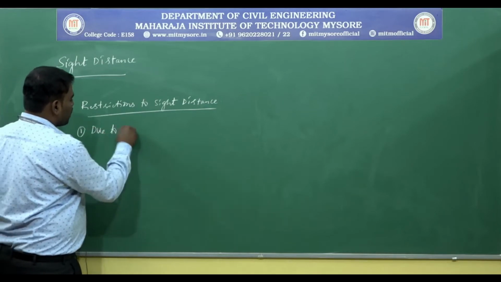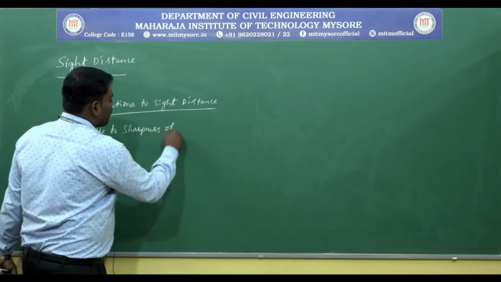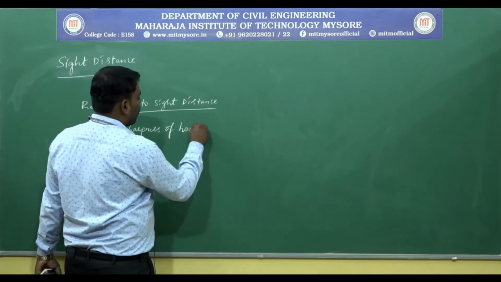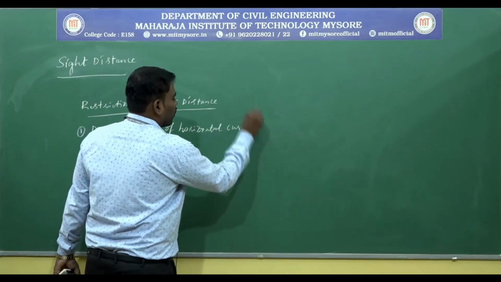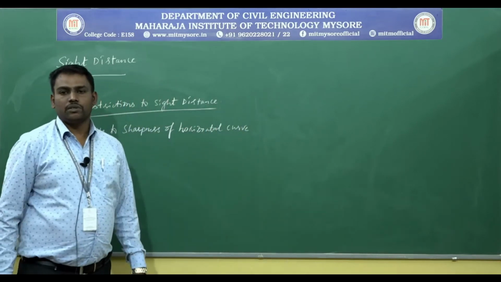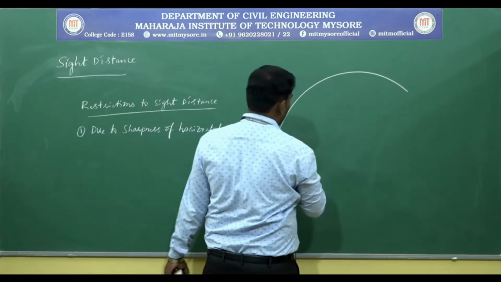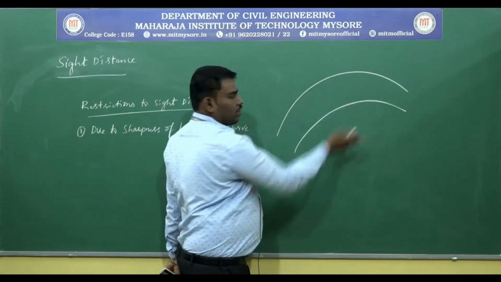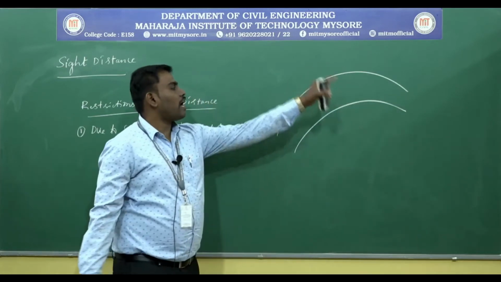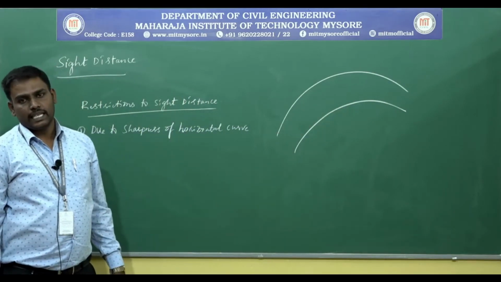due to sharpness of horizontal curve. Due to the sharpness of a horizontal curve, there will be a restriction to sight distance. This is the sharpness, no? Due to this sharpness of the horizontal curve, there may be a restriction to sight distance.